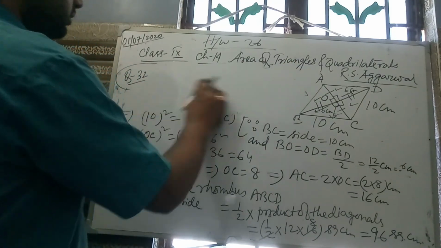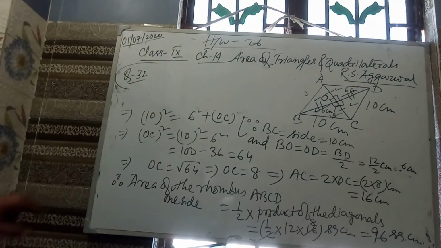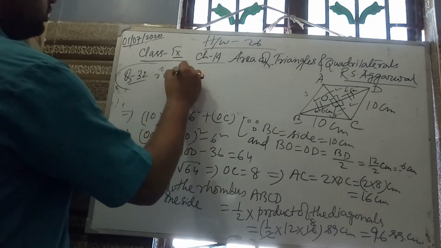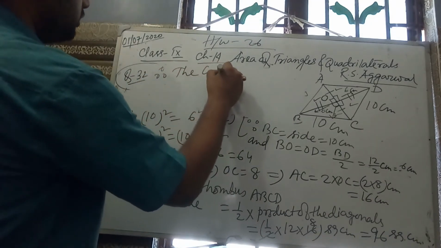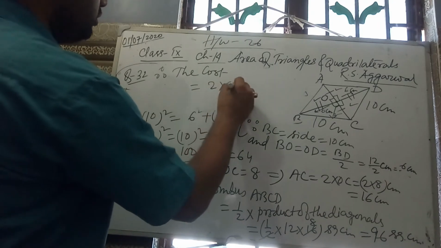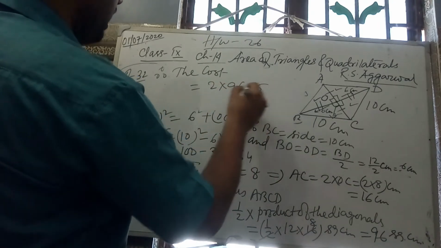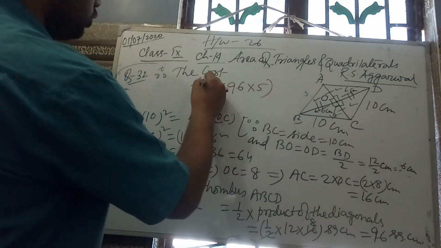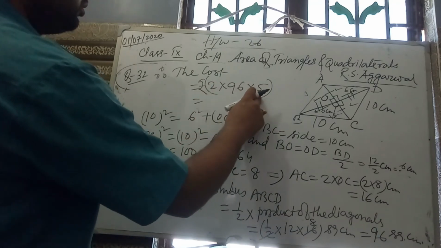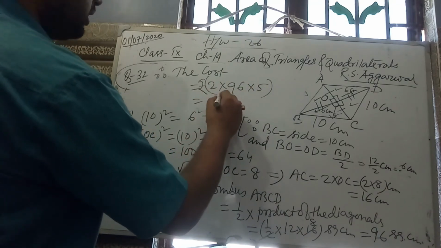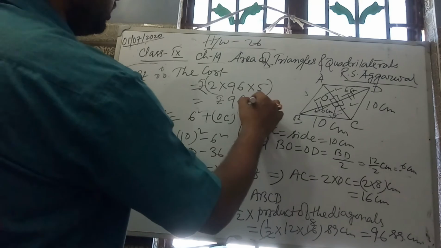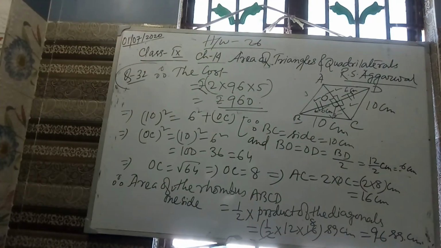Therefore the cost equals 2 into 96 into 5, this much rupees. 5 into 2, 10, 10 into 96, rupees 960. This is your answer. Okay.